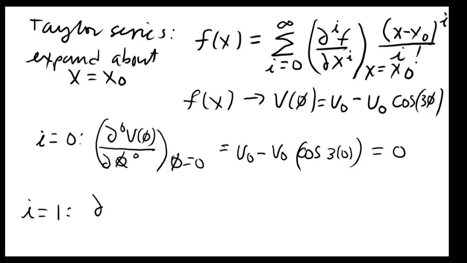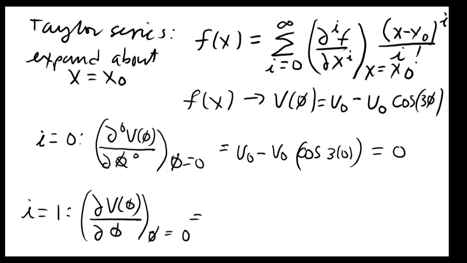We'll take the first derivative of V of phi, that's our function, with respect to our independent variable phi, and then once we get the derivative, we'll evaluate at phi equals 0. All right, so let's take the first derivative. Well, this term will go to 0, that's just a constant.